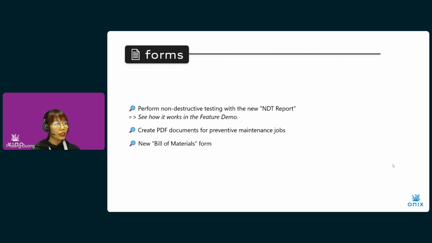The second form is the ability to create PDF documents for preventive maintenance jobs. Before this release, you could only create the documentation for the mandatory jobs, but now you can also do it for preventive maintenance. Why do we make this change? We want to help you with ensuring the proof of work and the proof of inspections, and to help you with distributing the result of inspection of preventive maintenance.